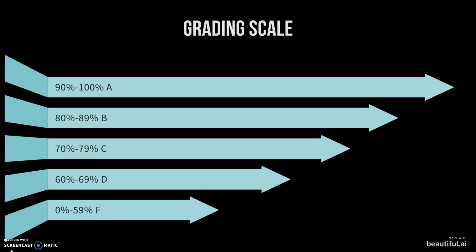Okay, now the grading scale: 90 to 100 will be an A, 80 to 89 will be a B, 70 to 79 will be a C, 60 to 69 will be a D, and 0 to 59 will be an F.